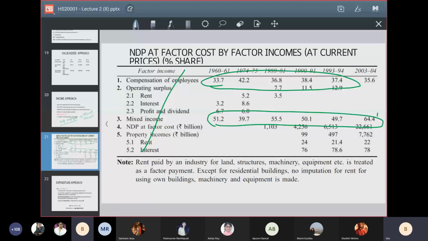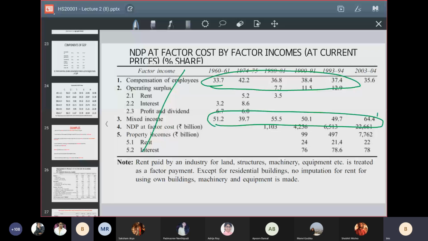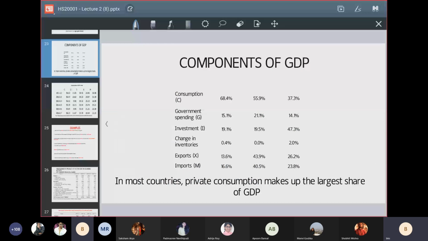Similarly, one point needs to be stressed in the case of income approach, sorry, expenditure approach. If you look at the expenditure approach, we say this is consumption expenditure, investment expenditure, government expenditure, and the net exports. In that case, the consumption expenditure contributes the highest. In case of India, if you see, it is consumption expenditure, almost 55-56% of India's expenditure. Okay.